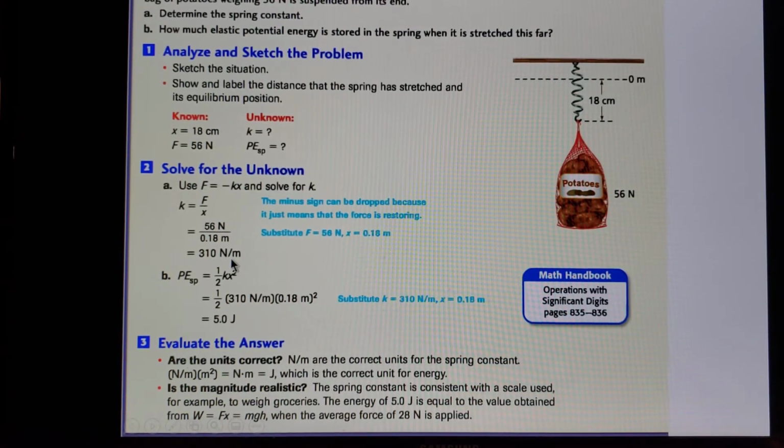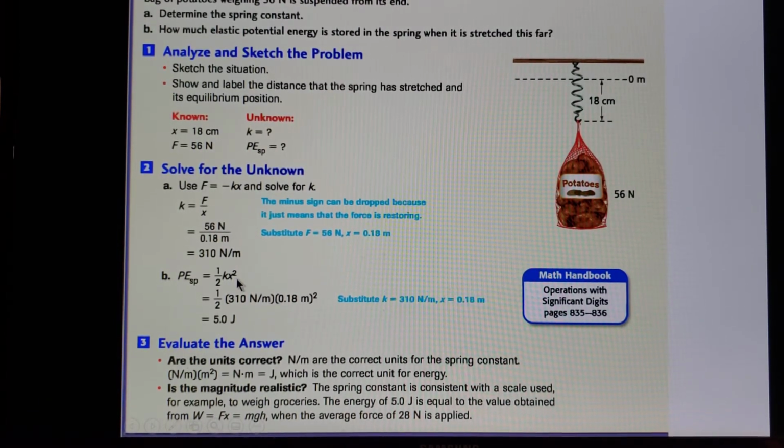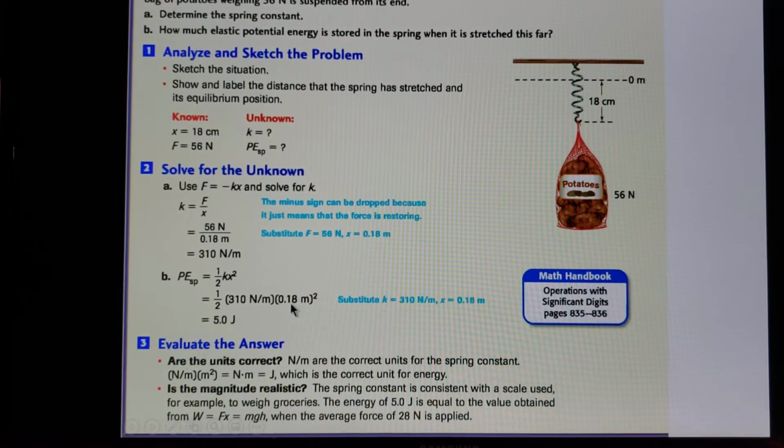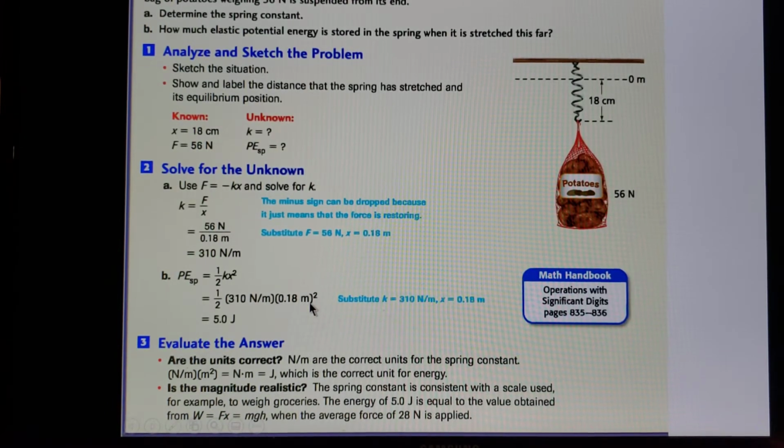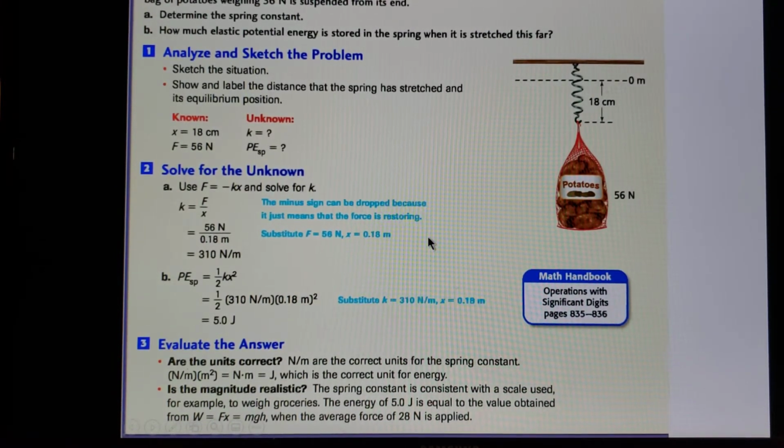And then if I want the spring potential energy, I just plug those numbers into the 1/2 kx squared, and k is 310 newtons per meter because we figured that out, and x was 0.18 meter, and we square that. And any kind of energy is expressed in joules. So that's a simple harmonic oscillation problem. You can hang around with potatoes if you want to.